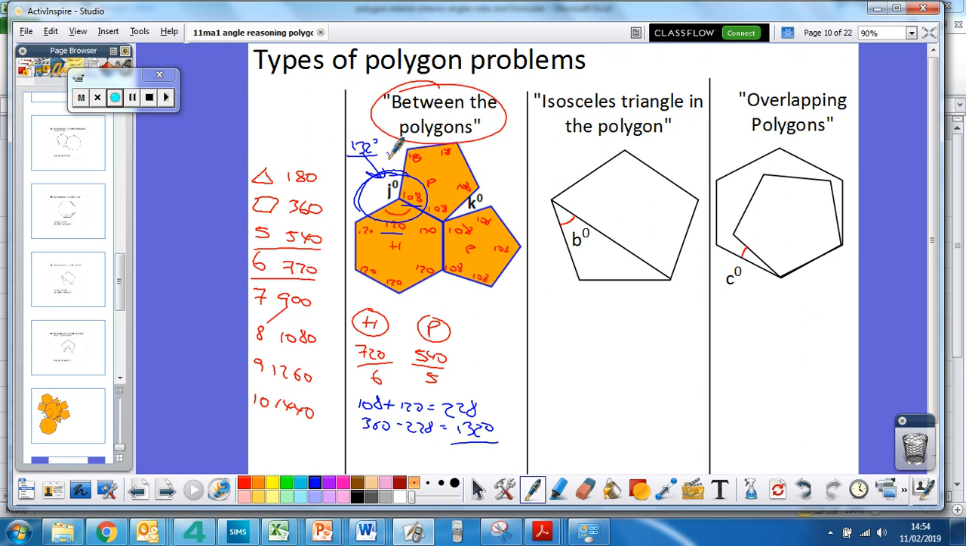Same idea again, over here, you have 120, 108, 108, and this small missing angle here. Same thing to do there. Add up what you've got, 108 plus 108 plus 120. You get 336. Subtract that from 360 and you get the angle 24 degrees. So that one there. That's how you solve one of those.